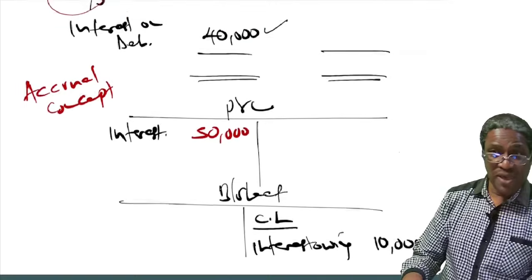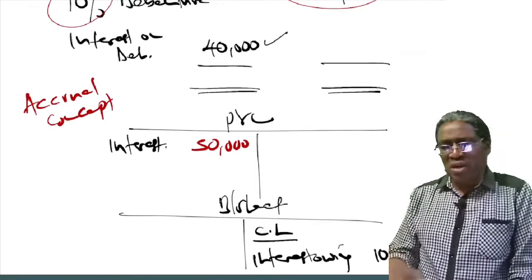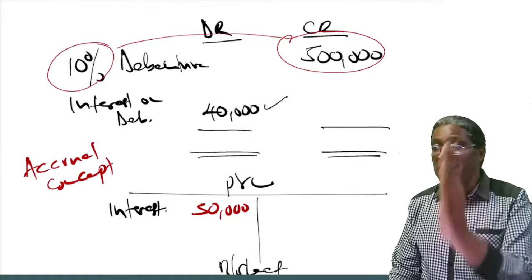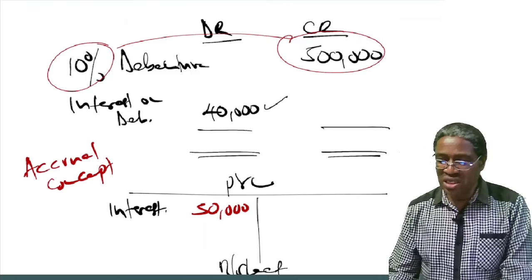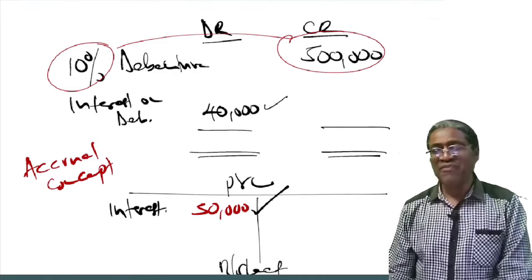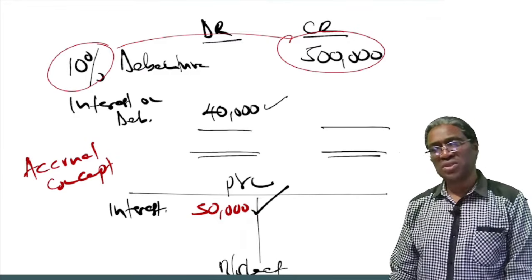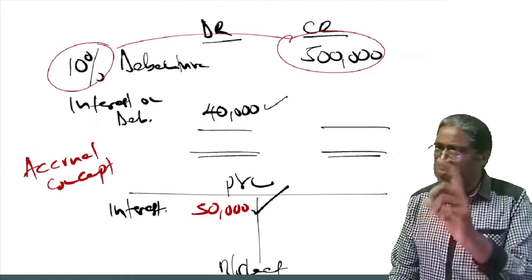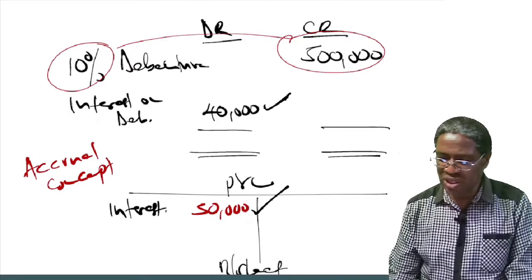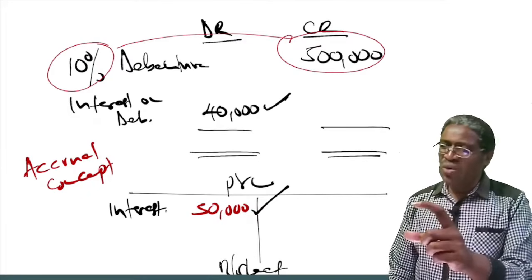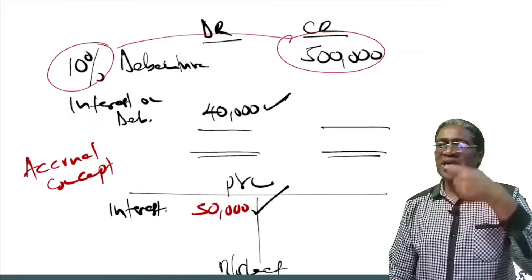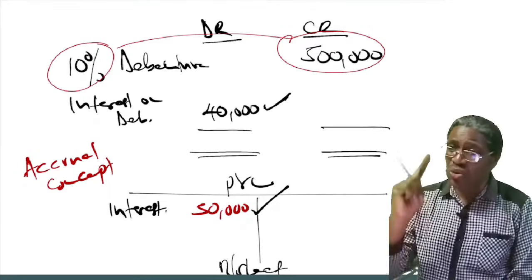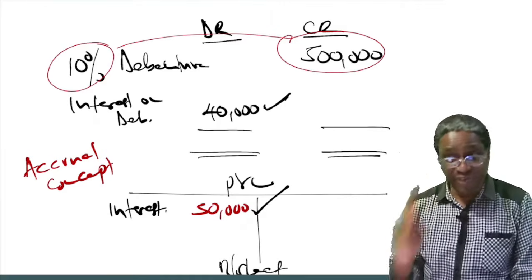Listen to this now. So when I'm doing a cash flow for this company, I'll go to their P&L account and I'll see they have charged how much in the P&L account? 50,000 as interest. But is it true that they paid 50,000? No. What they paid is 40,000. So 50,000 was just a bookkeeping entry. It was just a bookkeeping entry.